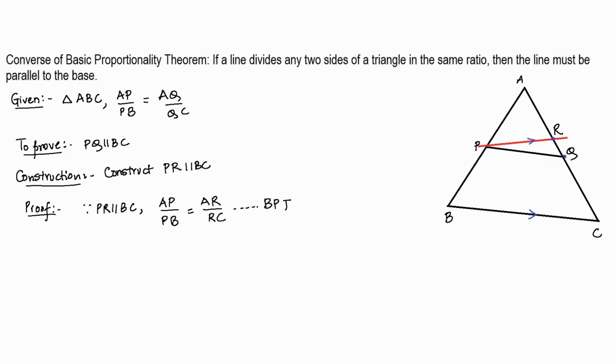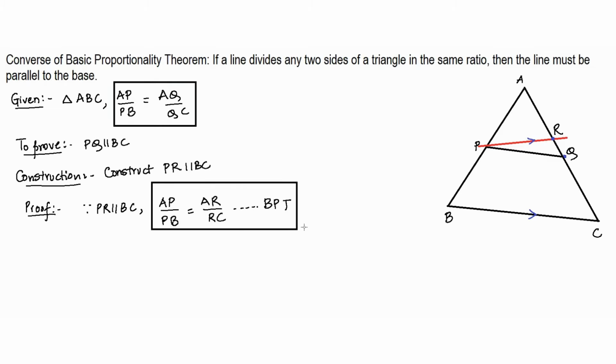And it's already given that AP upon PB is equal to AQ upon QC. This is given to me. And I also have AP upon PB equal to AR upon RC. And therefore I can say that AQ upon QC should be equal to AR upon RC, right? If the left hand sides are equal in both the equations, then the right hand sides should also be equal to each other.